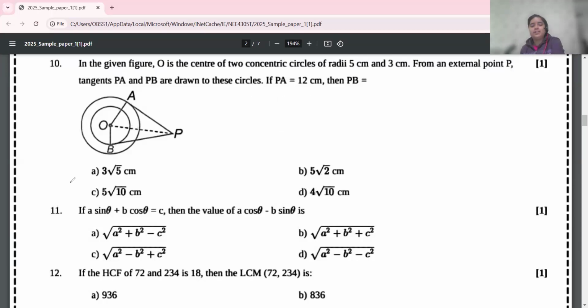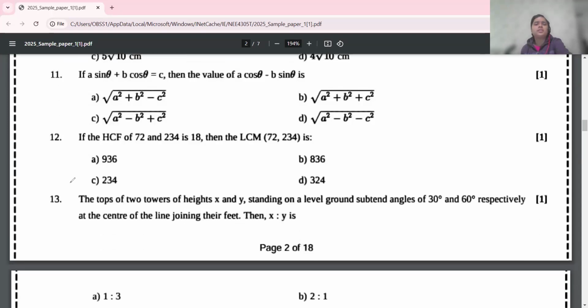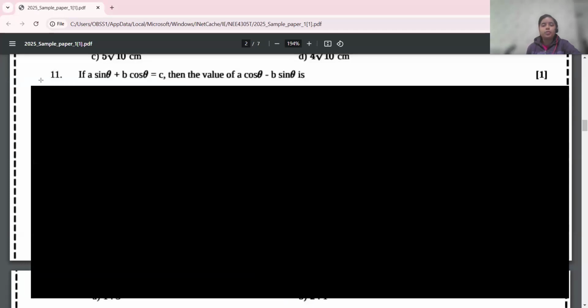Moving on, we've achieved half of the section A. Let's go. The next question is, if A sine theta plus B cos theta is C, then the value of A cos theta minus B sine theta is. To do this, we are going to square the given relation we have in front of us.